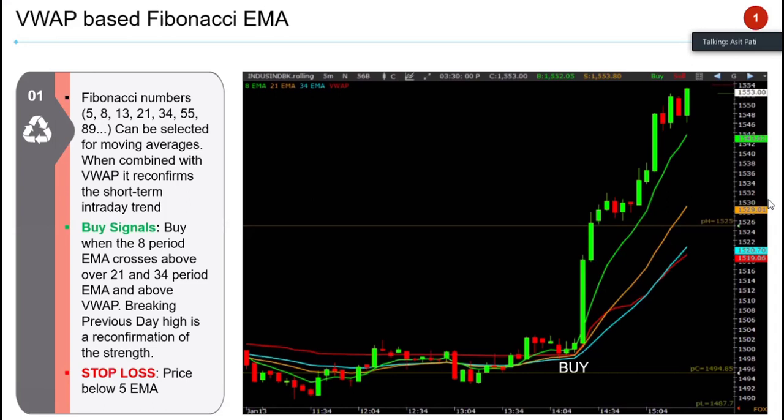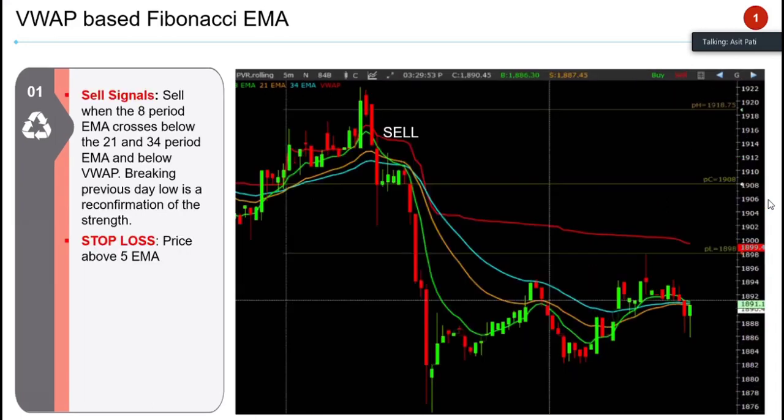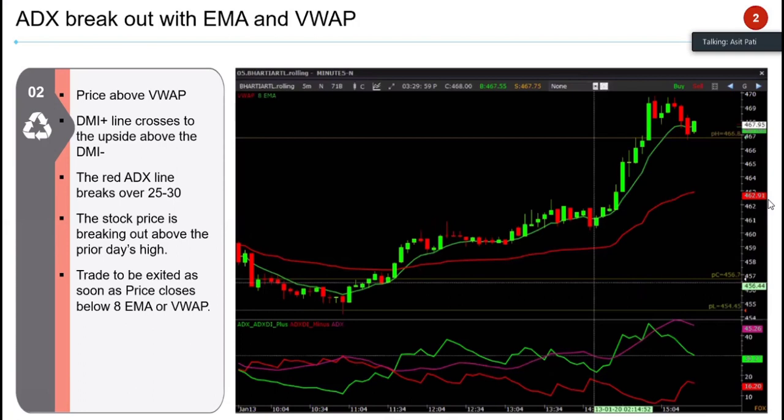Now what I've done along with this, I have added one more factor to it, which is ADX. What if we have this 8, 21, 34, VWAP and every setup whatever we discussed, but also we are looking at ADX being more than 25? Now, I hope all of us know about ADX.